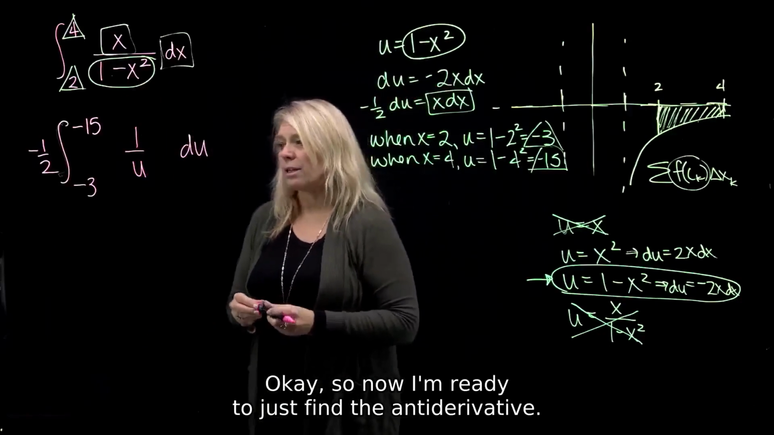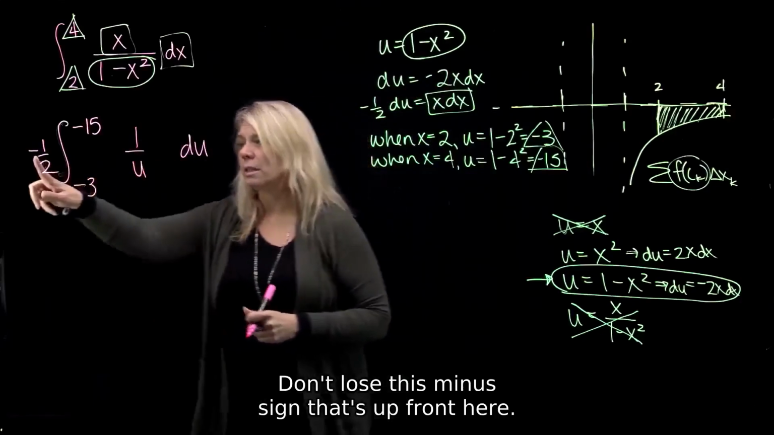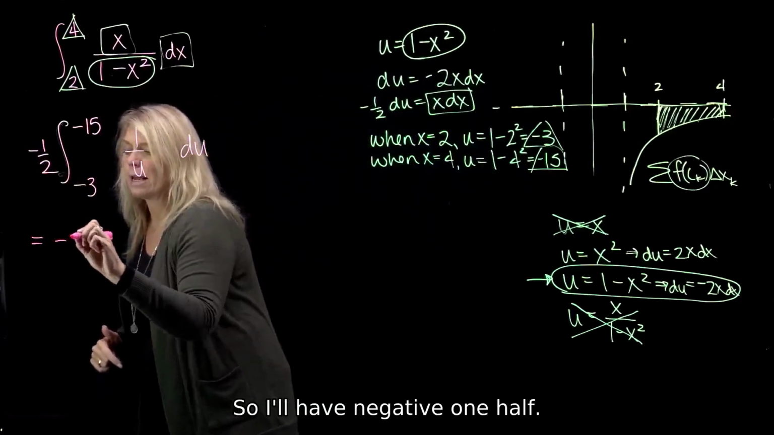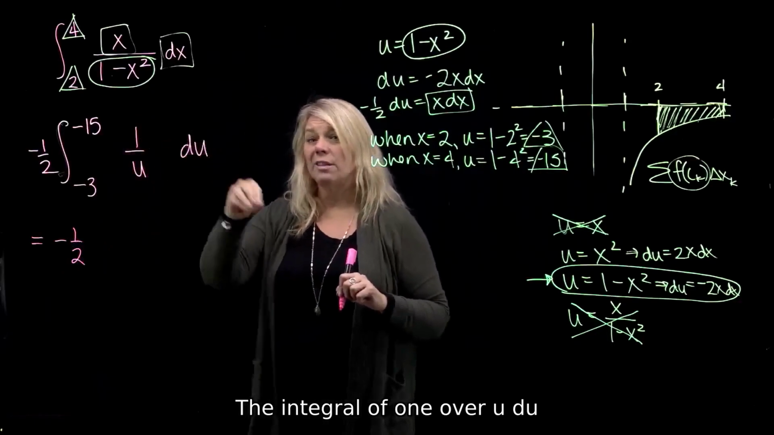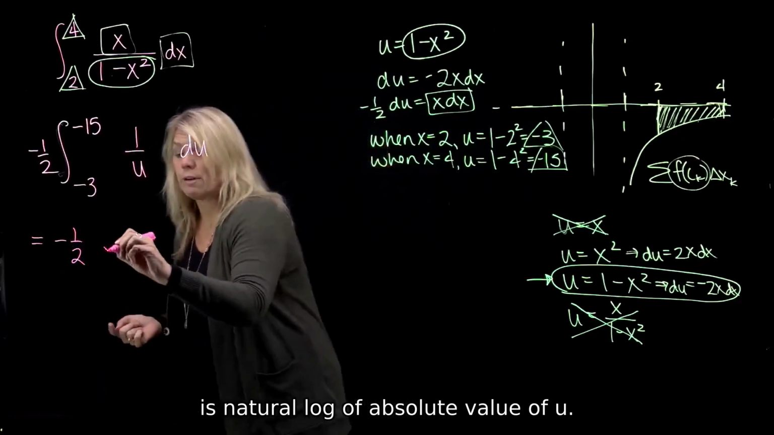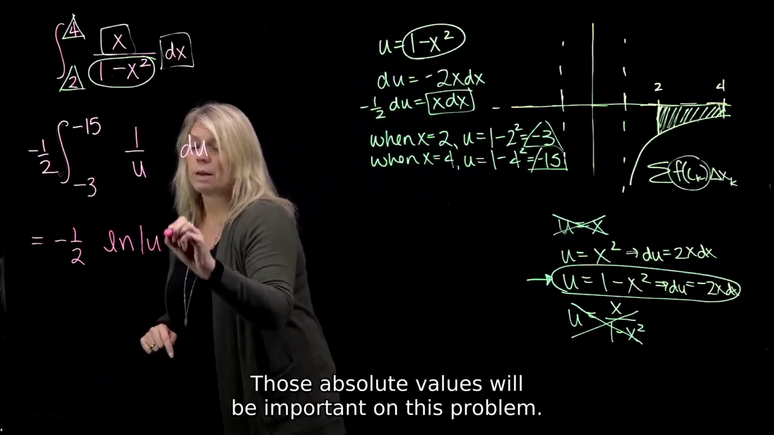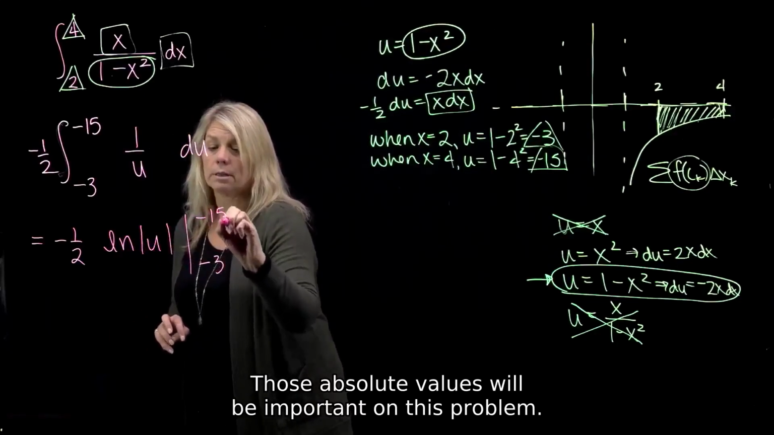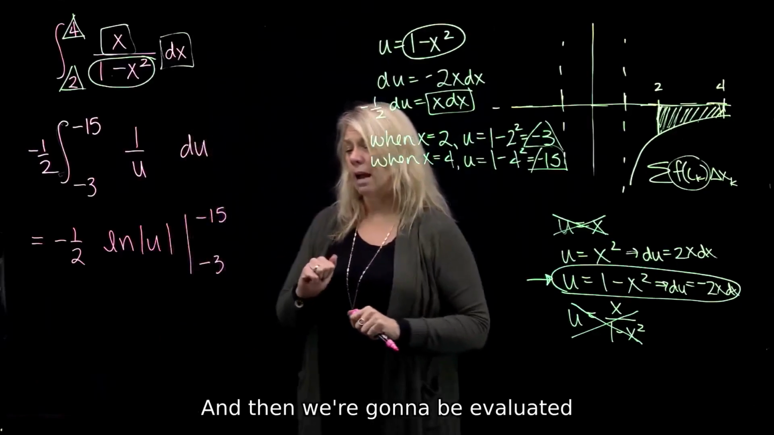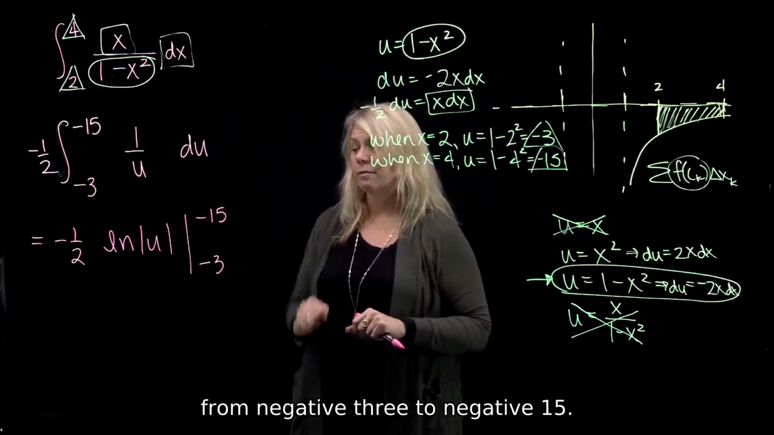Okay, so now I'm ready to just find the antiderivative. Don't lose this minus sign that's up front here. So I'll have negative 1/2. The integral of 1 over u du is natural log of absolute value of u. Those absolute values will be important on this problem. And then we're going to be evaluated from negative 3 to negative 15.